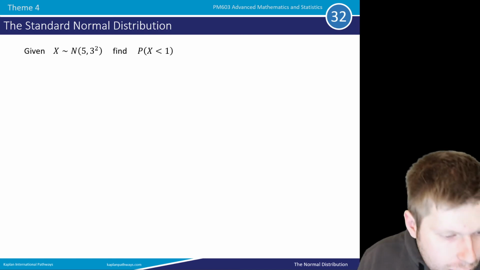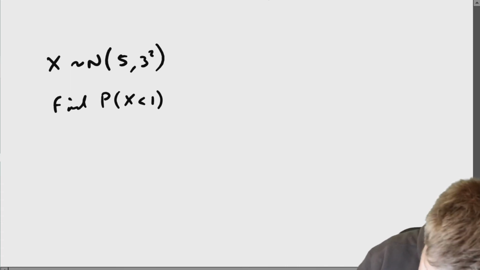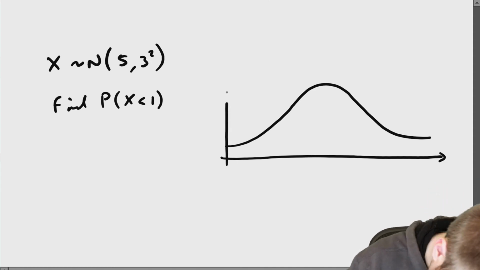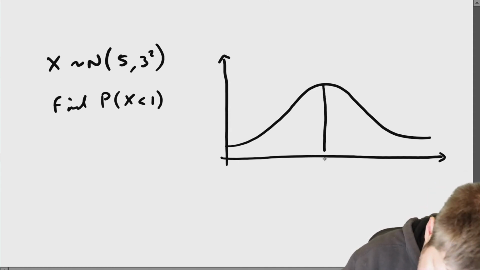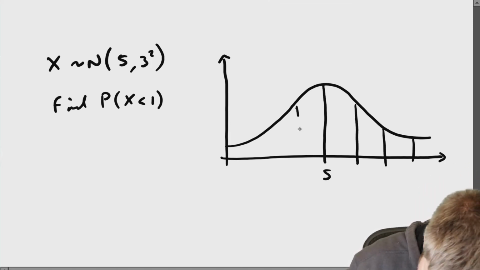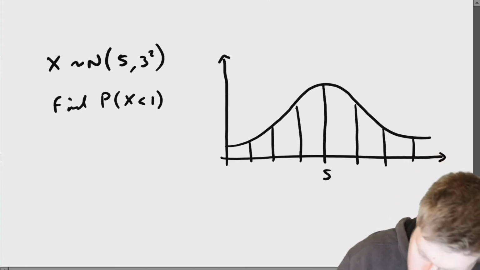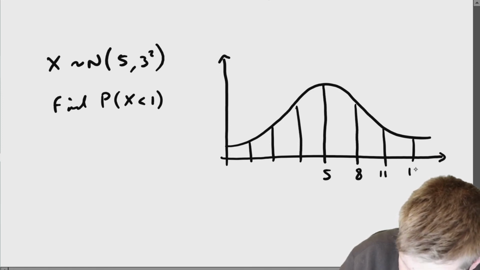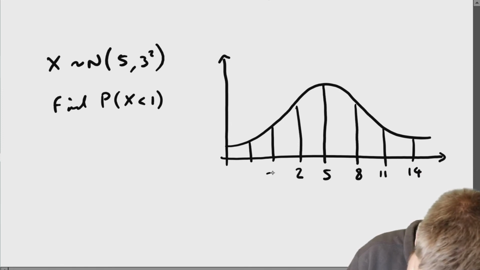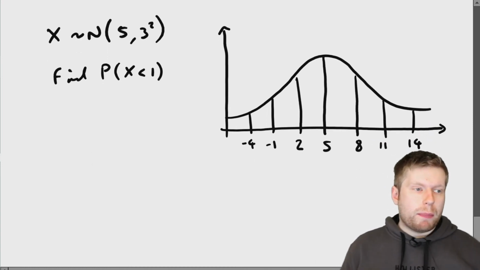So let's actually draw this together. We want to use this distribution to find the probability that x is less than 1. Let's just draw in our normal distribution as before, a normal curve or a probability density function. The mean, the value down the middle, well that's 5. Each standard deviation we move is going to be worth 3 units. So if we move up, we've got 8, then 11, then 14. And if we move down, we've got 2, then -1, and then -4. That's just moving 3 standard deviations above and below the mean.